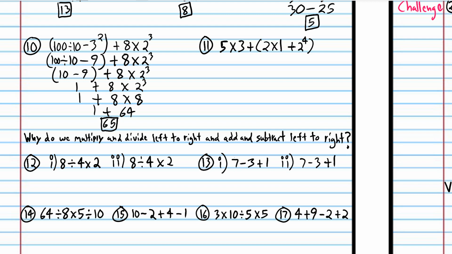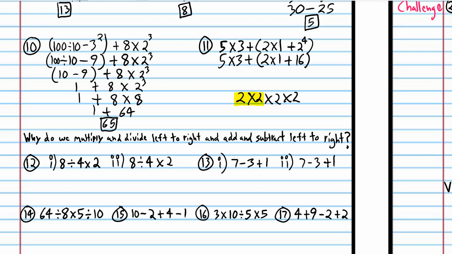On to number 11. Parentheses first. But we have to follow the order of operations within parentheses. So exponents first, 2 to the fourth power is 16. And if you're not sure why 2 to the fourth power is 16, just remember 2 times 2 times 2 times 2. Why are we multiplying 2 four times? Well, because there's a 4 there. You're taking 2 and you're multiplying it by itself 4 times.